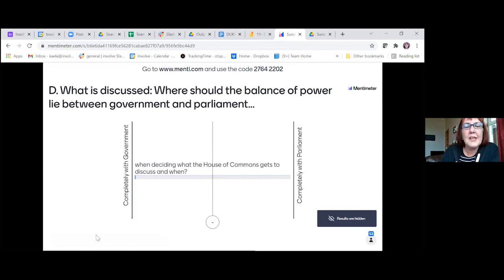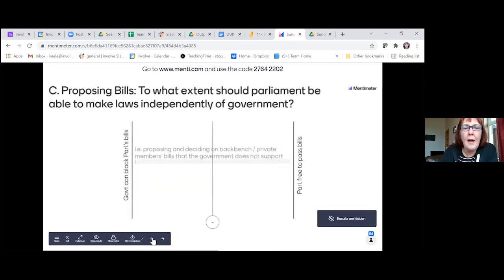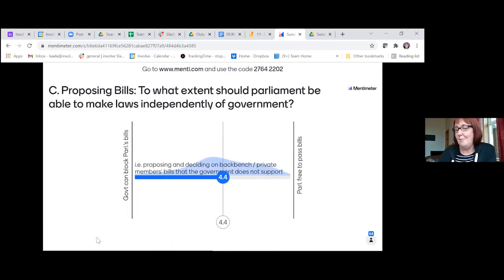So deciding what the House of Commons gets to discuss and when. Again, we're falling quite in the middle, but we've got quite a range of views. But again, just veering towards more balance of power with Parliament. Pretty much the same result there on to what extent should Parliament be able to make laws independently of government. Coming down as people are catching up with the vote. Yes, so again, just over the 50% towards the parliamentary side.